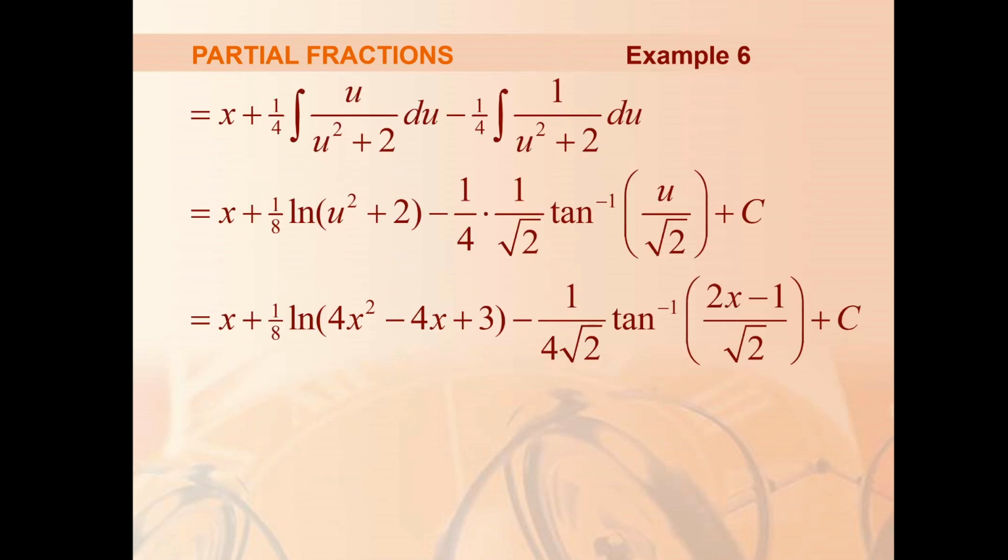Okay, so separating the terms out, we do have x plus 1/8 natural log of absolute value of u squared plus 2 minus 1/4 times 1 over root 2 inverse of tangent of u over root 2 plus constant c. And then u will be considered 2x minus 1 as what we set up previously. And then for that, unplug that and then try to use the binomial expansion. So here's what we got.